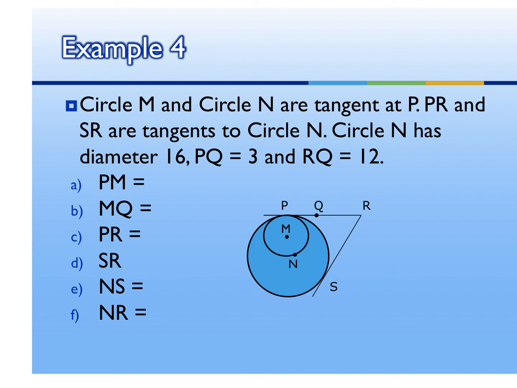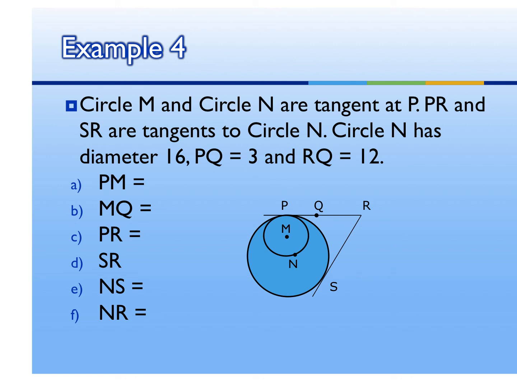So for here, it says circle M and circle N are tangent at P. PR and SR are tangents to circle N. And circle N has a diameter of 16. PQ is 3. RQ is 12. All right, this is going to get a little busy here. Okay, so for PM, let me draw in what they've given me.